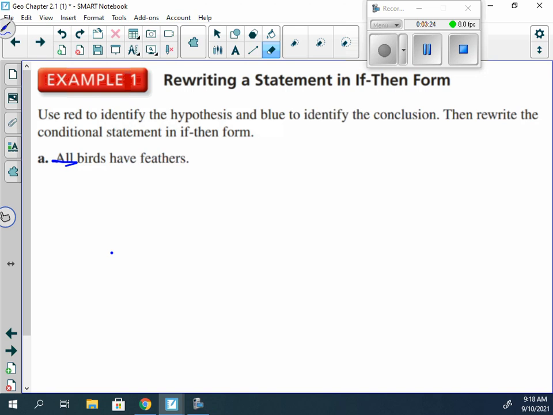So our statement is all birds have feathers. So the hypothesis, I would say, would be all birds. And our conclusion would be have feathers. So we could underline and circle because all birds and have feathers. All birds have feathers. So we're talking about our hypothesis as if it's a bird and has feathers.